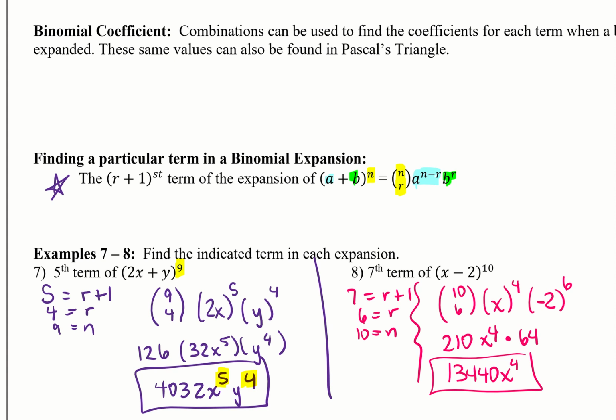All right, my solution for number 8 is up on the screen. Because we're finding the 7th term, 7 is equal to r plus 1, so r is 6. N would always be the total degree power of 10. So I'll do 10 combination 6, which is 210. And then the first term would be taken to the power of the difference of n and r, which is why it's 4. And then the last term, including the negative, would be taken to the power of 6, which is r. Notice that these two powers should add up to a total power of 10. From there, I just had some calculations to do. My final answer was 13,440 x to the 4th, and that is the end of the notes for 10.5.